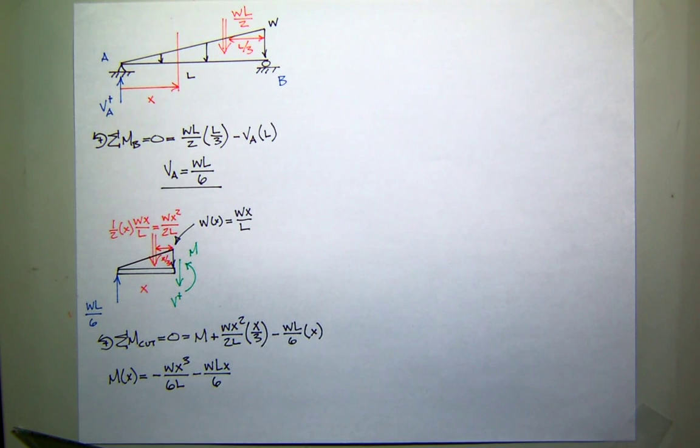Shouldn't that be, since the minus WLx over 6 would... Oh, yeah. You're right. Sorry. Thank you. That would have been important.